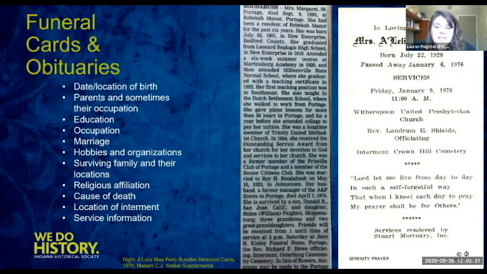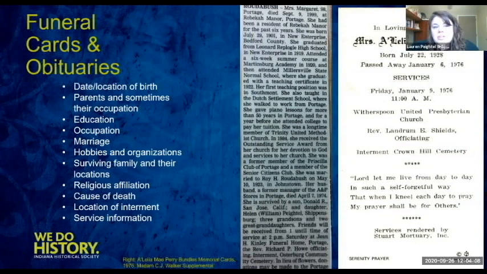So some of the things that an obituary can tell us are the date and location of birth, parents' names. Sometimes it might say a parent's occupation if their parents were well known in a community. If the person was educated, what level of education. Might talk about the deceased person's occupation, who they married. And a lot of it is hobbies and organizations. It gets really important when we're talking about genealogical research to see what surviving family member and their locations, and it can tell you further relationships with other people to continue digging more on.